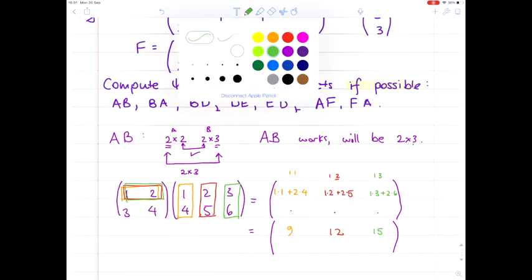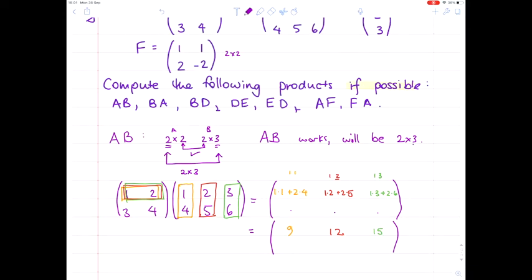Let's keep going. So now we're moving on to the second row. So we're thinking about this entry over here, which is the second row, first column entry. So that tells us that we need to take the second row of A and dot it with the first column of matrix B. So then we're going to get 3 times 1 plus 4 times 4. So that's 16 plus 3, so that's 17.